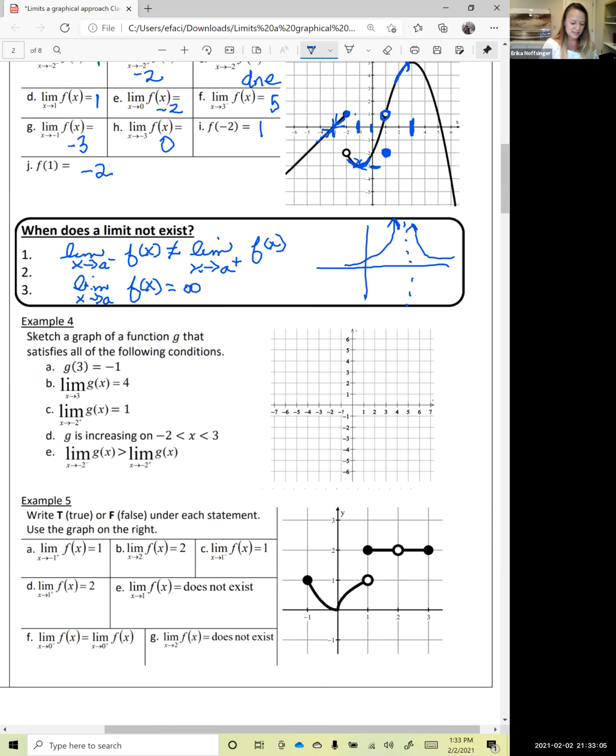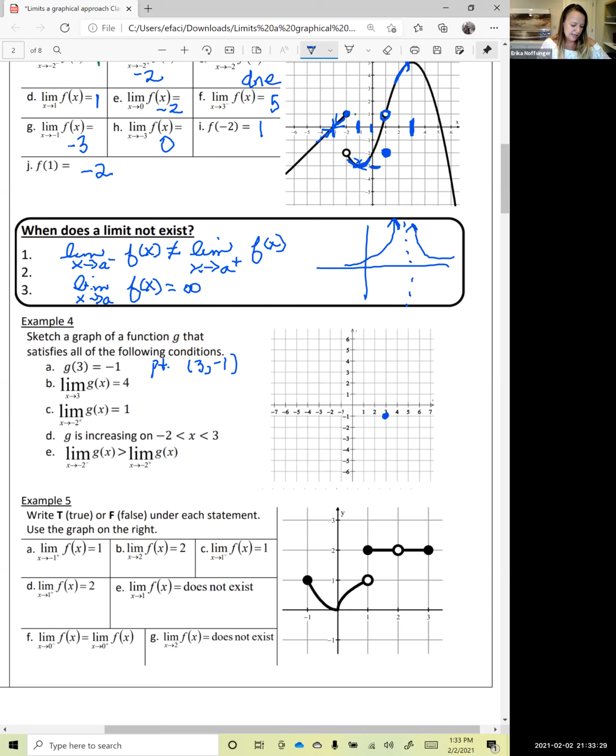And so basically this is just saying we have a point, right? When x is 3, our y value is -1. So there's different ways that we could graph this. So there might be different results. You just have to make sure that all the conditions hold. So I'm just going to put a point at 3, -1.